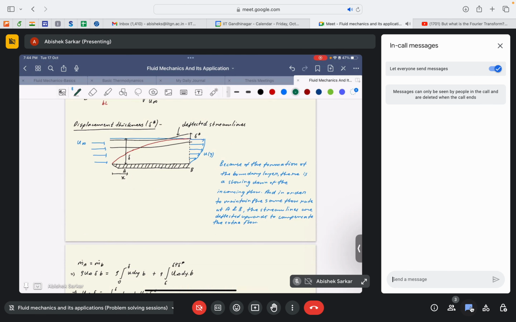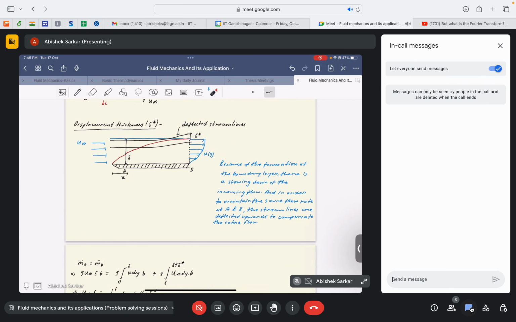I will just go on and read the definitions. In the case of displacement thickness, what it basically means is that it refers to the deflection, or the upward displacement, of the streamlines that is observed in the case of flow over a flat plate, or in a boundary layer specifically, in order to compensate the reduced flow rate that is caused because of the viscous effects of the fluid, or the formation of the boundary layer.